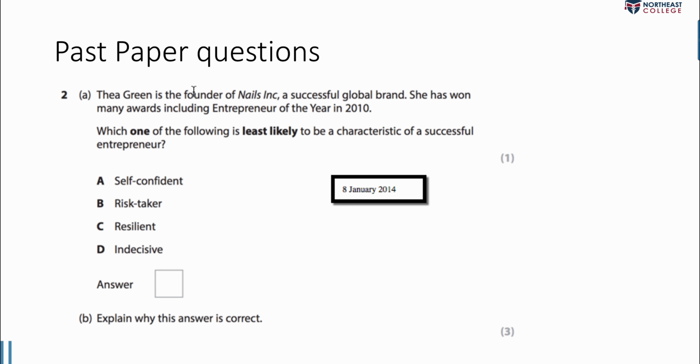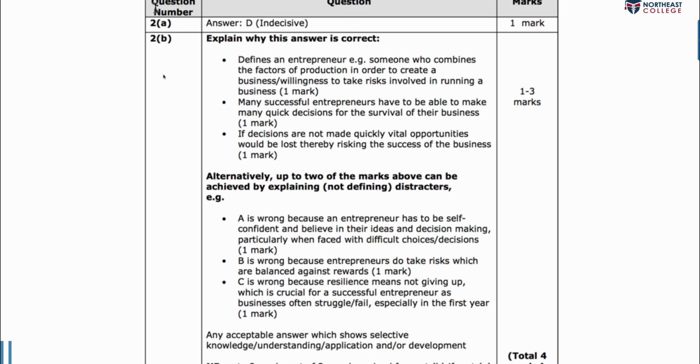Okay, let's take a look at the answer. So I have the marking scheme up there. You can see number 1, which is indecisive, that's the correct one, gives you 1 mark there. Then how do you explain why this answer is correct? So basically, you want to define what an entrepreneur is. Defines an entrepreneur. That's the key thing there now. But you want to relate it. There's so many characteristics. There's the definition of entrepreneur, the characteristic of an entrepreneur.